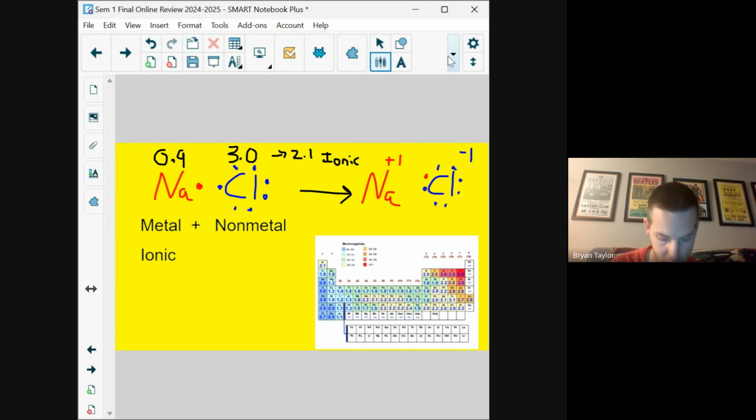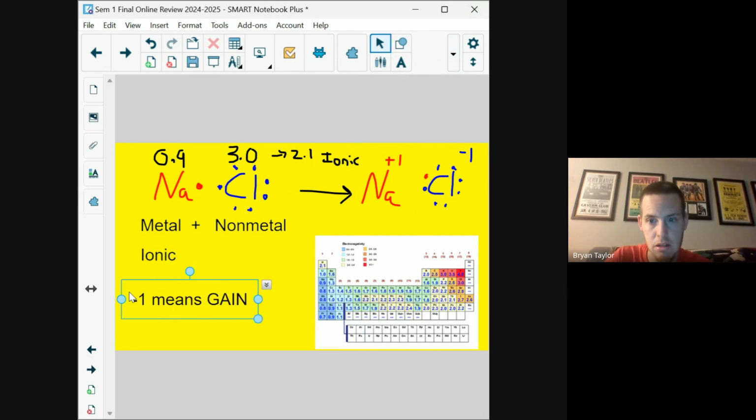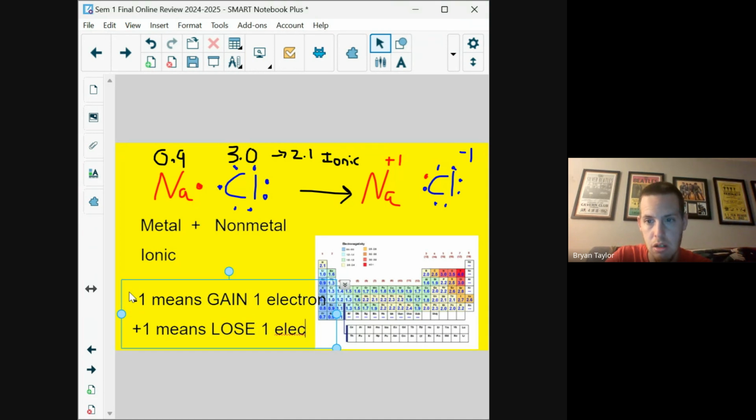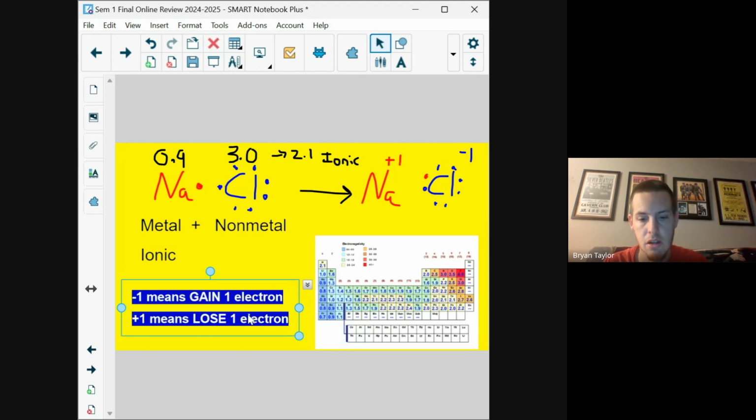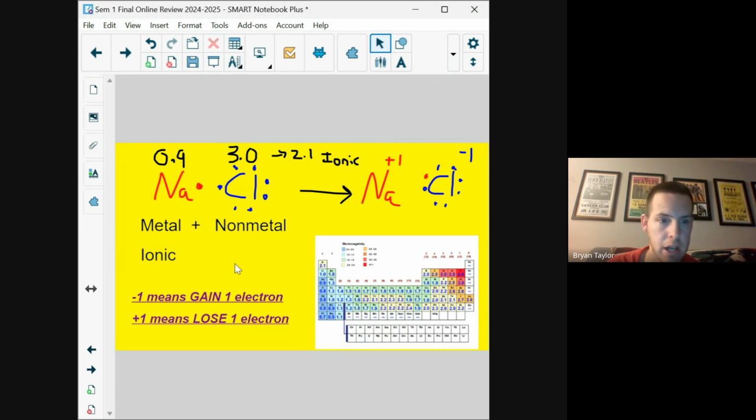I think that's really important to think about because a lot of people have it flipped. Okay. -1 means gain 1 electron. +1 means lose 1 electron. I cannot understate this enough because this is something that if you flip, obviously you're going to make multiple mistakes, right?